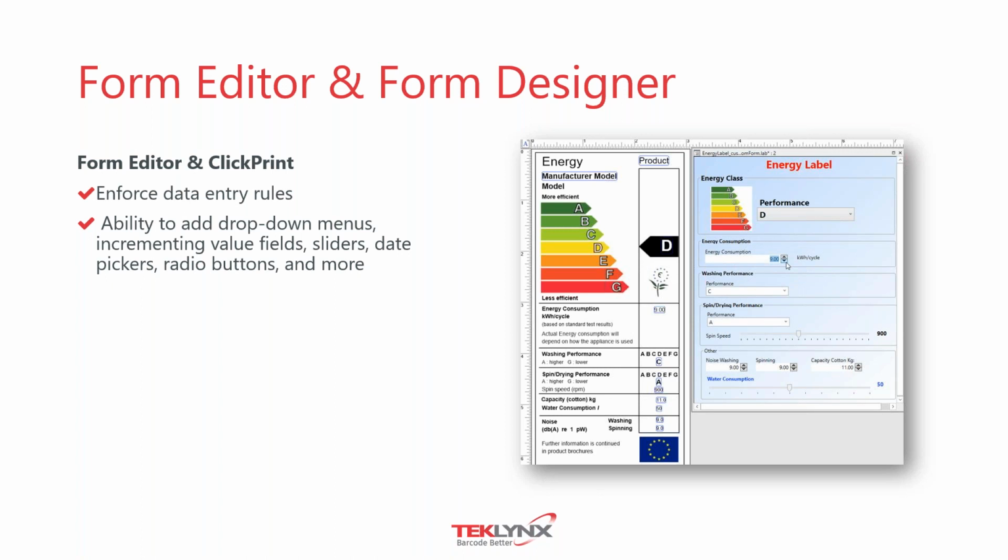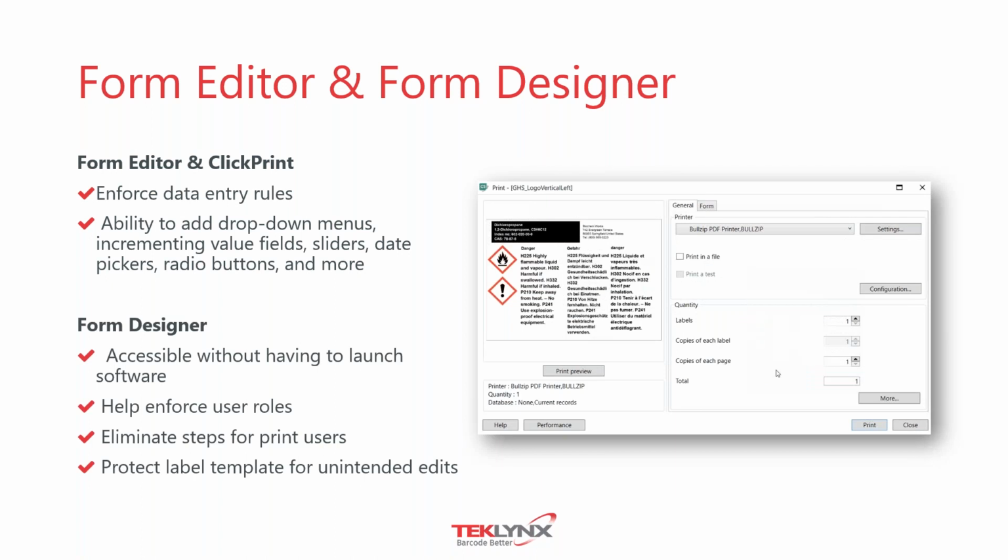If you can picture a label with some simple when-printed fields, all that variable information in the when-printed field can be limited. So maybe it's a zip code, we can say only enter numeric values. As you can see in that example, if it's the energy class, they should only type in A through G, so maybe make a drop-down. They can't accidentally type in X. So once you have the design and the Form Editor set up, they would be launching it through ClickPrint, and we'll be showing you that during the live demonstration, as well as Form Designer.